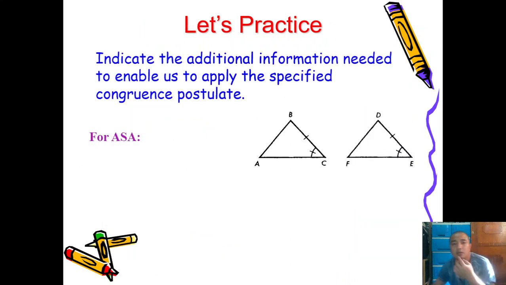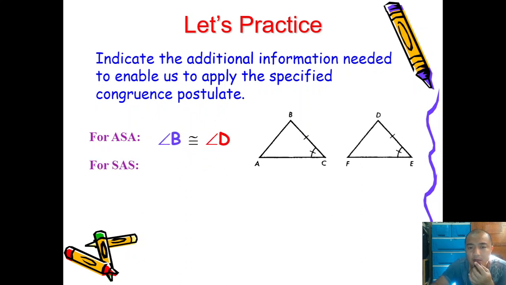Let's practice. Indicate the additional information needed to enable us to apply the specified congruence postulate. For ASA, angle B is congruent to angle D. Yes, angle, side, angle. For SAS, AC should be equal to FE. Yes. Para makompleto lang yung postulate niya. AAS, angle A is congruent to angle F.